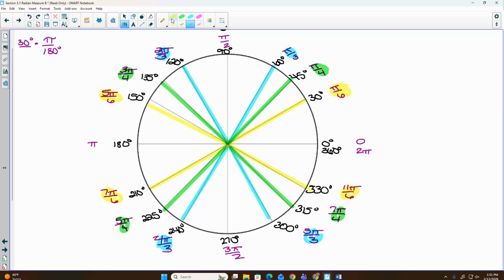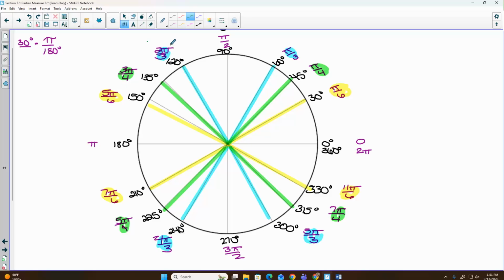Now let's look at the numerator. Is there any pattern there? So if I look in the first quadrant, those are just pi over something. Look at the second quadrant. How is the numerator related to the denominator? It's 1 less.